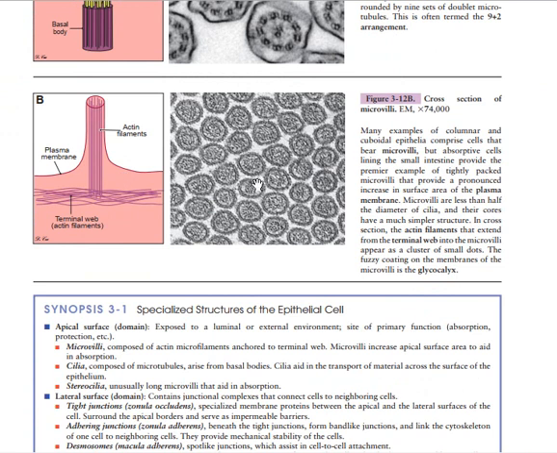Now for the microvilli, the actin filaments are located in parallel, and then at the inferiormost part of the actin filaments, you are going to have the terminal web.